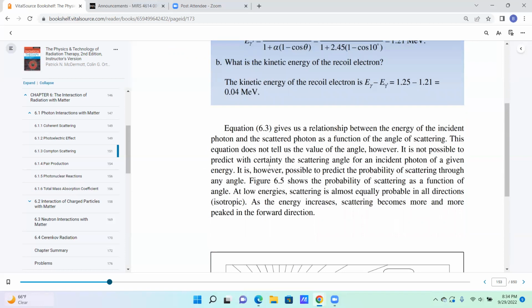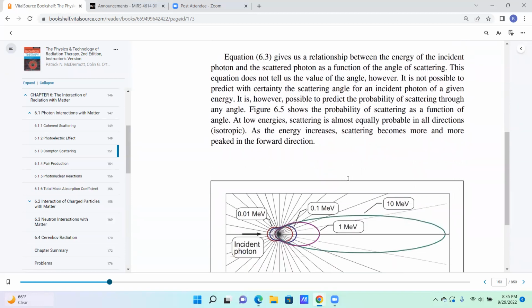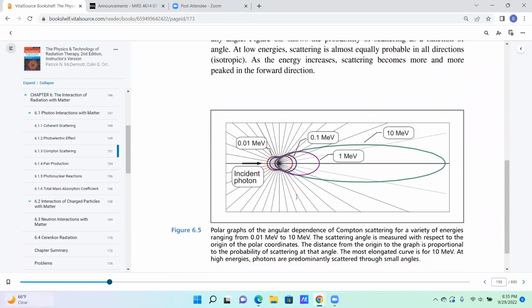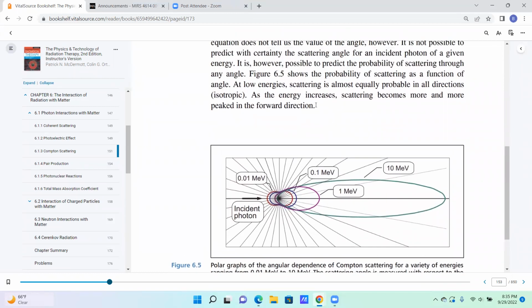It is not possible to predict with certainty the scattering angle for an incident photon of a given energy. You just don't know. There's no way to know. But it is possible to predict the probability of scattering through any angle. At low energies, scattering is almost equally probable in all directions, which is what some of these shapes are trying to denote to you. In other words, it could be emitted pretty much anywhere around that particular electron. As the energy increases, the scatter becomes more and more forward.